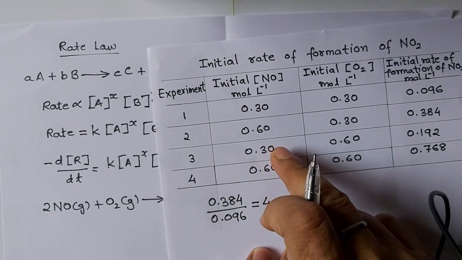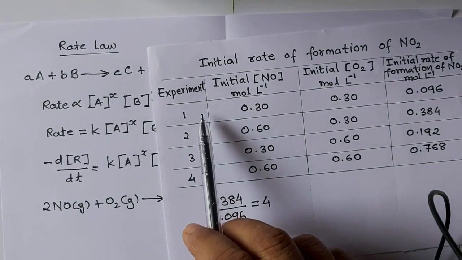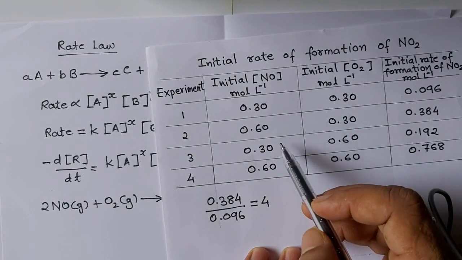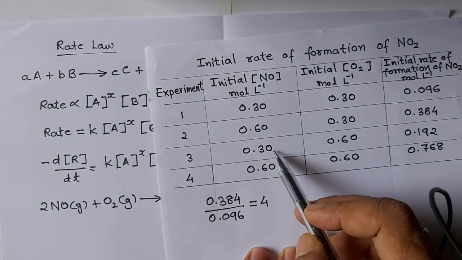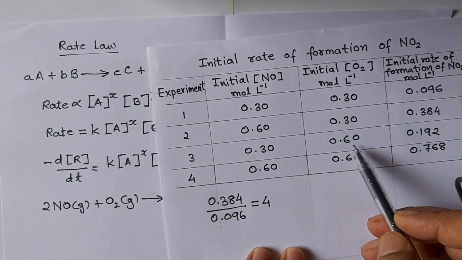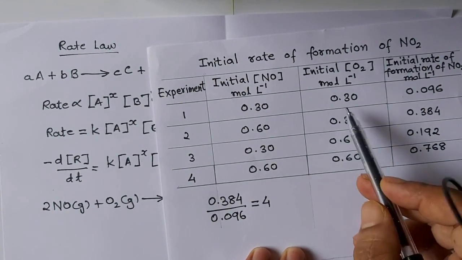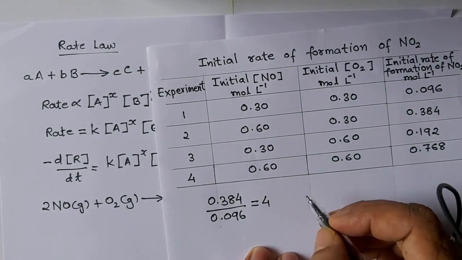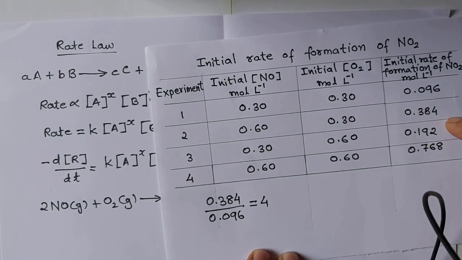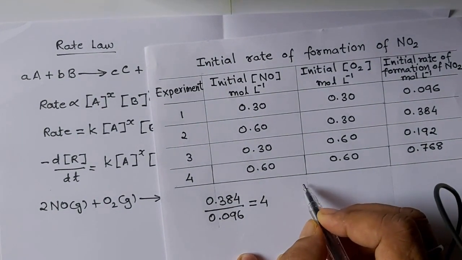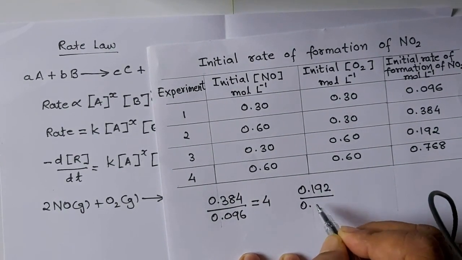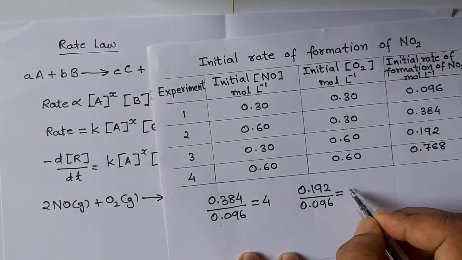Okay. Now let's see another example. Let's take data from the first and third experiments. In these two experiments, the concentration of NO is the same, 0.3, 0.3. But in the case of O2, we have doubled it. The concentration of O2 is twice. So let's see what happens to the initial rate of formation of NO2. In that case, it comes out to be 0.192 by 0.096, which is twice.